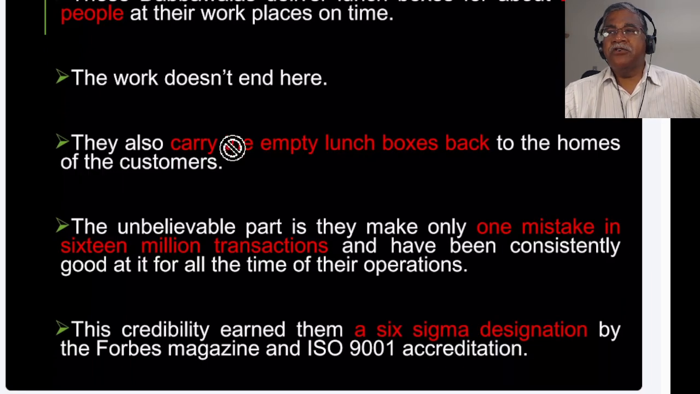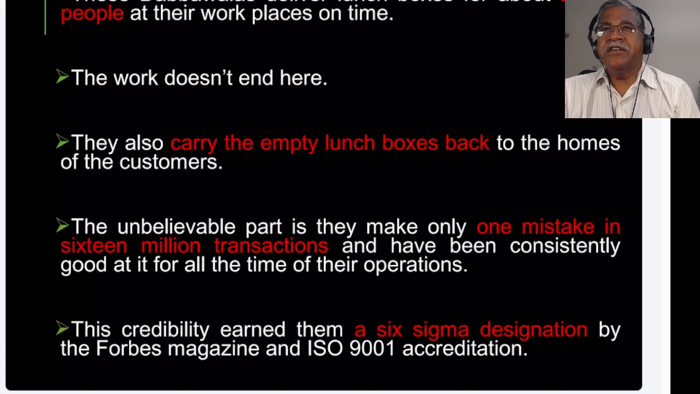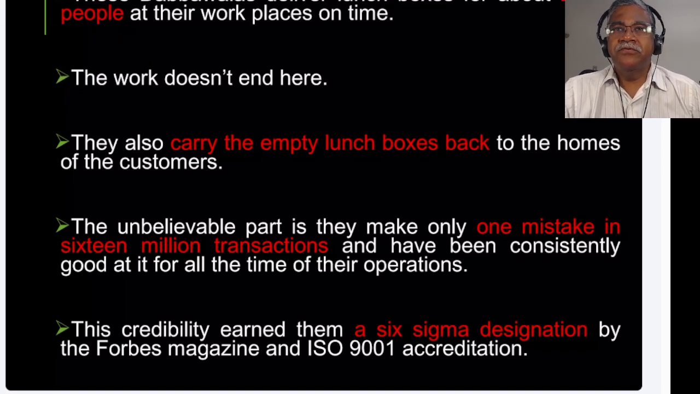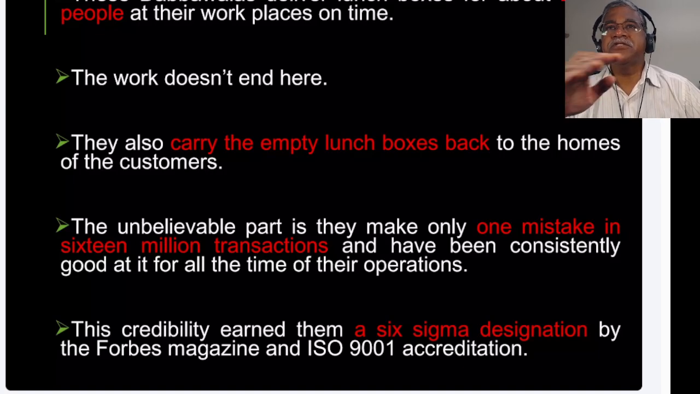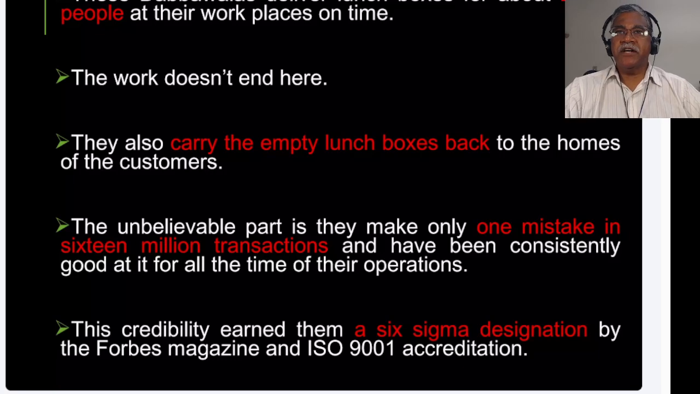Now here's the part where you have that Six Sigma point. Only one mistake in 16 million transactions. Okay, so that means, and consistent. So that's what this ISO is, what is called the Indian standard, like of excellency or excellence or something like that. I don't know what the full form of this abbreviation is. So they've gotten a Six Sigma designation, and we know that because several tech companies, top business companies are studying their methodologies in order to improve their own.